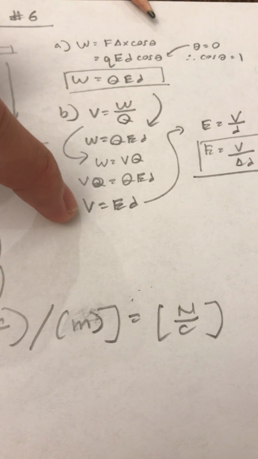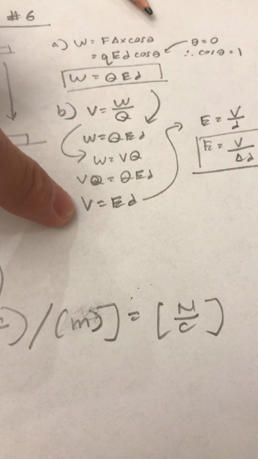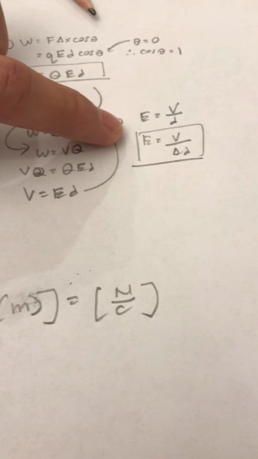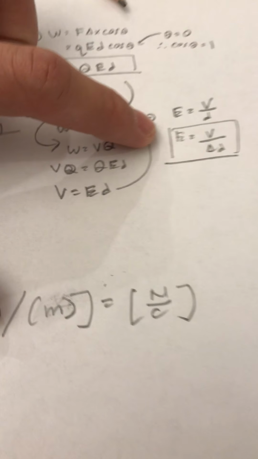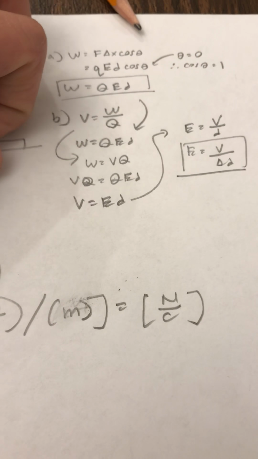And then in this case, we're solving for the electric field, so I divided both sides by D. And this is what I got, E equals V over D. And that is the answer that they want you to get.